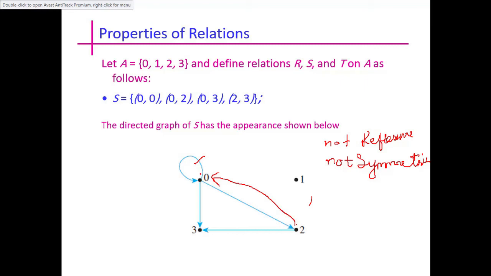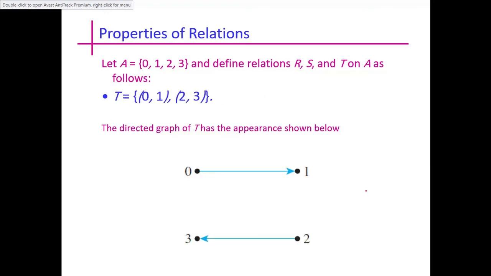So now we see that 0 is related to itself, 0, and 0 is related to 2. So 0 2 is present here, and 0 is related to 0 and 0 is related to 3. So 0 3 is also present here. So after checking through the diagram, we see that this relation is transitive.